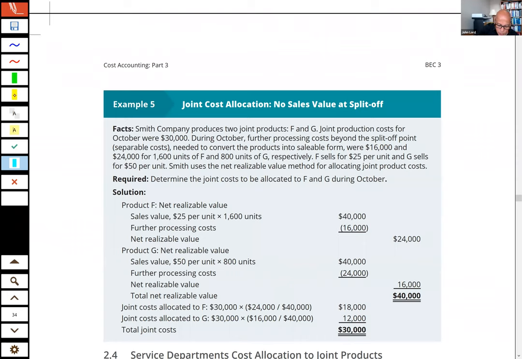Now we have Smith Company, and Smith Company produces two joint products, F and G. Joint production costs for October were 30,000. There's my magic number that I know I'm always going to pick up because I have to allocate that. And then during October, further processing costs beyond the split off point, separable, needed to convert the product into a saleable form, were 16,000 and 24,000 for 1,600 units of F and 800 units of G.